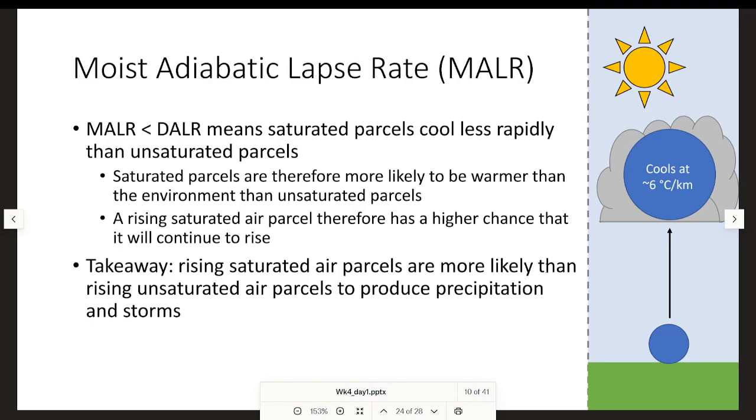Another thing also not mentioned in this slide, but I will mention it to you because you all are so big-brained. Water vapor weighs less than dry air. So if you have a moist parcel, it's also going to rise because it weighs less. And because it cools off less fast. So that's a double whammy. If you have a moist parcel and a dry environment, that's very good for storm formation. Takeaway, rising saturated air parcels are more likely than rising unsaturated air parcels to produce precipitation and storms.